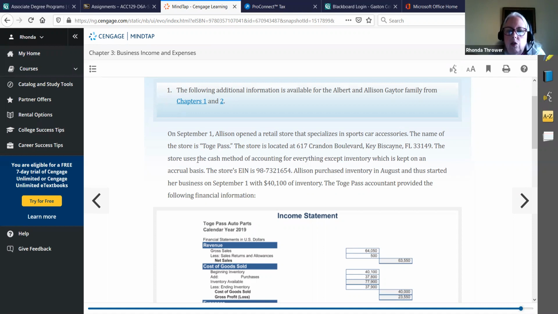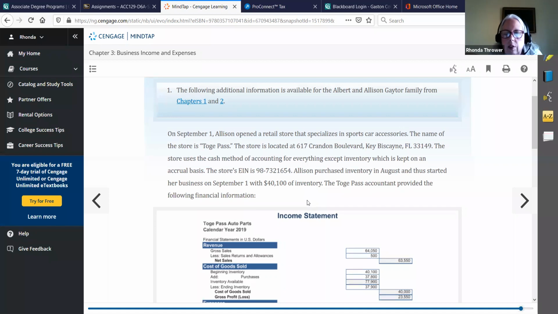33149. The store is going to use the cash method of accounting for everything except inventory, which is kept on an accrual basis. The store's identification number, EIN number, is 98-732-1654. Allison purchased inventory in August and thus started her business on September the 1st with $40,100 of inventory. The Tow Pass accountant provided the following financial information.